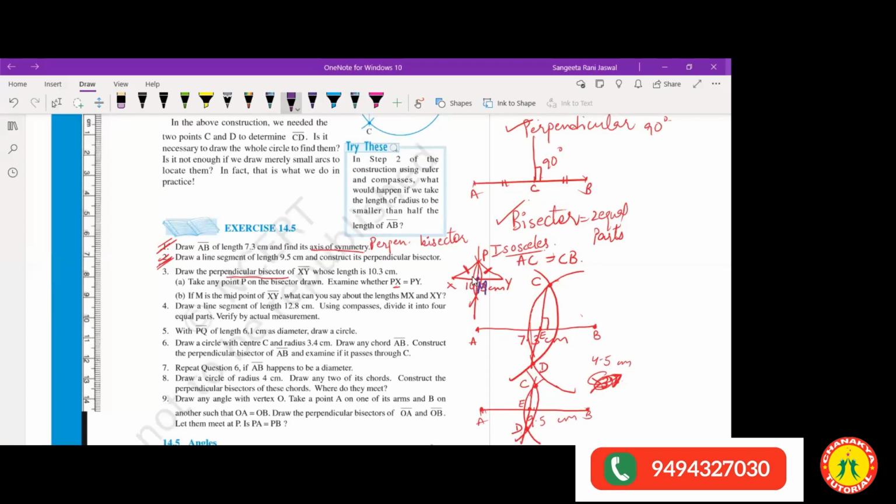Now it's saying if M is the midpoint. Of course, this is a perpendicular bisector, so it has to be a midpoint. Bisector means dividing the line into two equal parts. Now examine, what is the question? Examine if MX is equal to MY. What can you say about the length of MX and MY? Of course, MX is equal to MY. We don't need to measure it. Once we have made a perpendicular bisector, it's automatically understood that these two parts are equal.